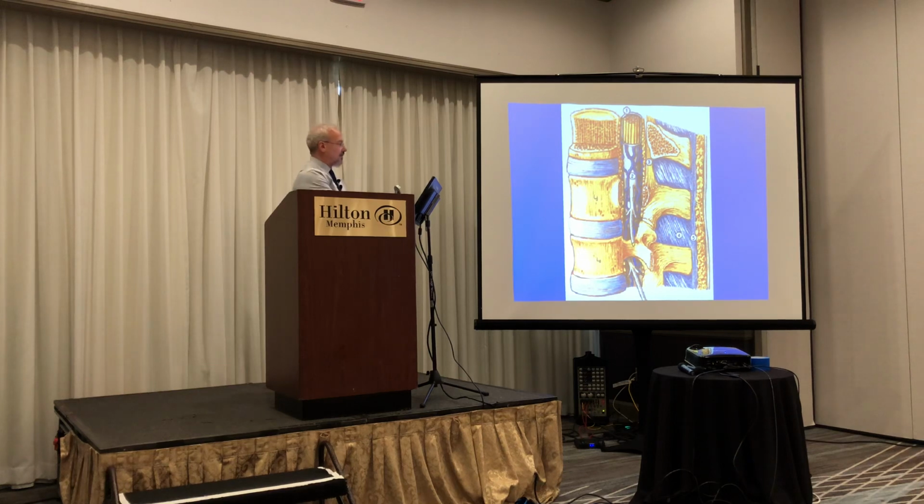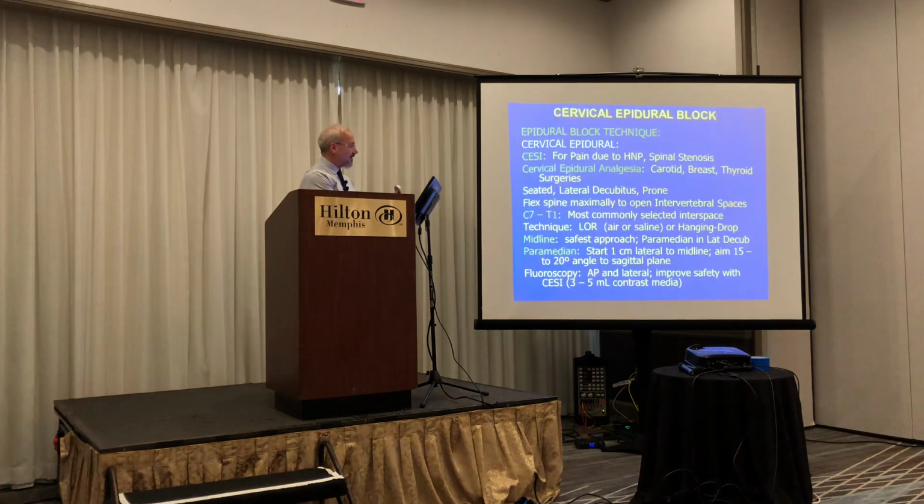This shows you from outermost to innermost the layers that must be traversed when we do either a spinal or an epidural block: the skin and the subcutaneous tissues, the supraspinous ligament which tethers the spinous processes, the interspinous ligament between the bases of the spinous processes, and then the yellow ligament or the ligamentum flavum. Passing this will of course place us into the epidural space.